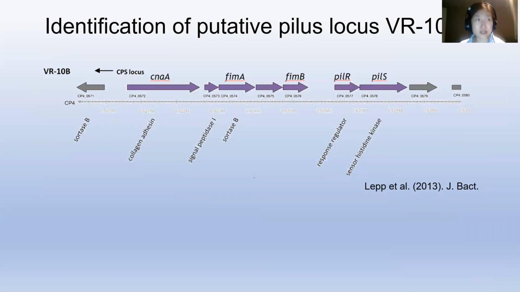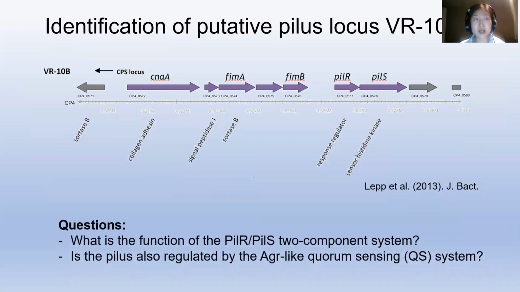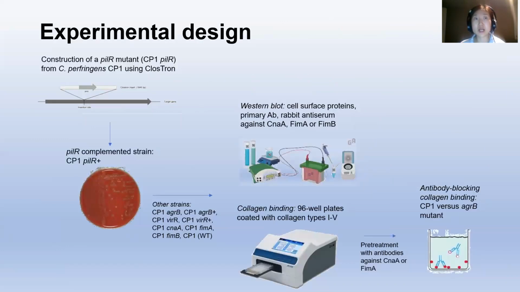PilR/PilS two-component system. It has been reported that NetB and 2 pilus encoding genes are regulated by the AGR-like quorum sensing system, including the VirR/VirS two-component system. At this point, you may be wondering what the function of the PilR/PilS two-component system is, and if the pilus is regulated by the AGR-like quorum sensing system.